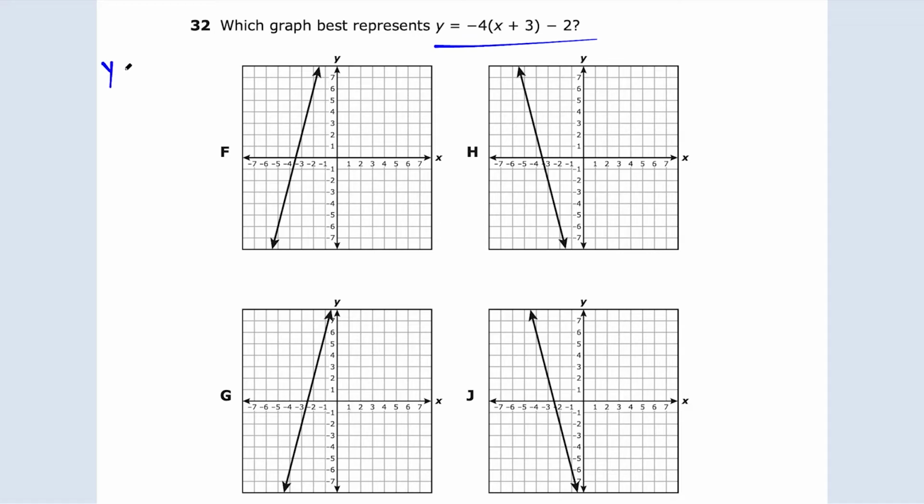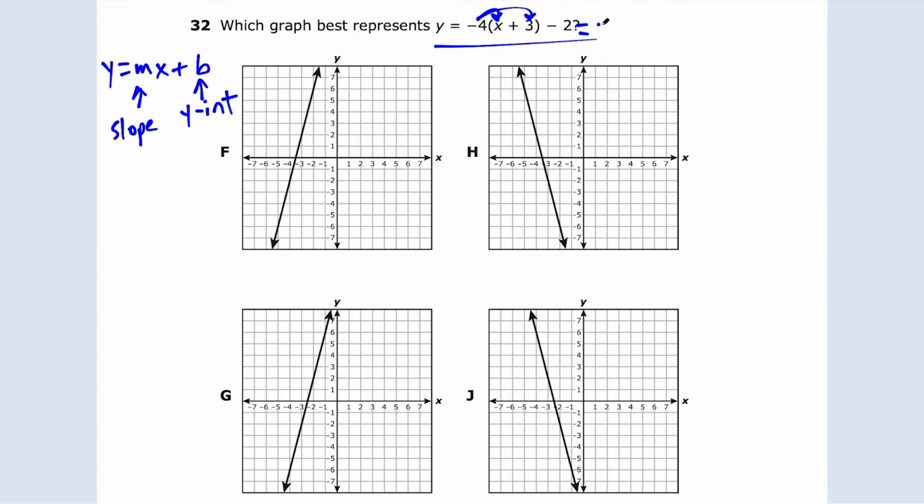Question 32, which graph best represents this equation here? So I'm thinking y equals mx plus b. This is going to be very helpful because when our line is in the form of mx plus b, we could identify the slope and the y-intercept, and that's going to help us narrow down the answer choices. So here, to get it in the form mx plus b, we're going to distribute.